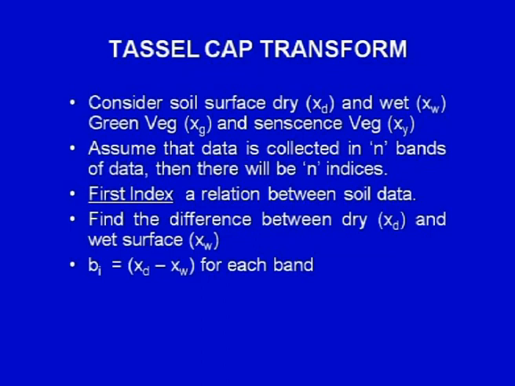So, the first index that will be derived is a relationship between the soil data. Let us find the difference between dry and wet surface. BI, as a matter of fact, finds out the vector between the dry and the wet soil, and this is found for each of the bands.